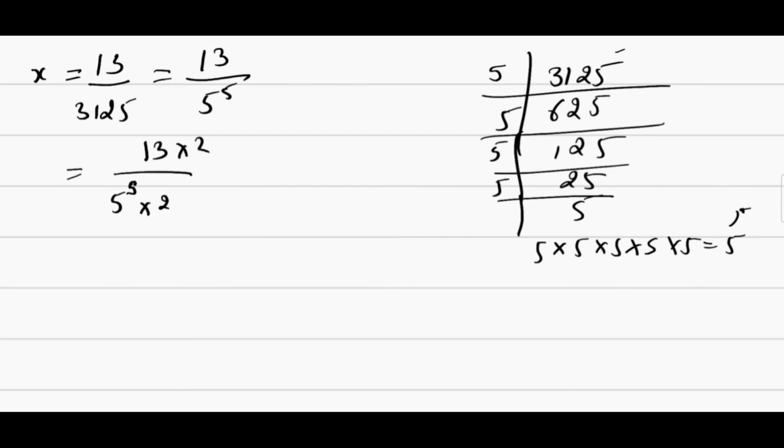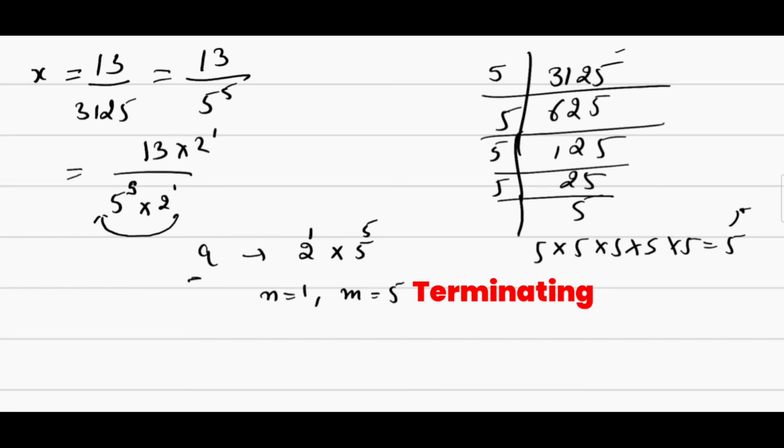I can do like this. Okay, 1 and 1 will come here. So it means I can write my Q in this form. Q has been written in this form here, 2 raised to power 1 into 5 raised to power 5. So here n is 1 and m is equal to 5. Because we have written Q in this form, 2 raised to power 1 and 5 raised to power 5, this decimal expansion is terminating.